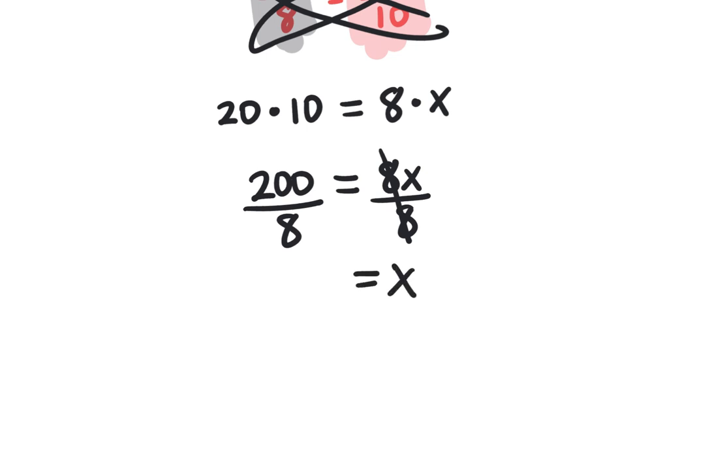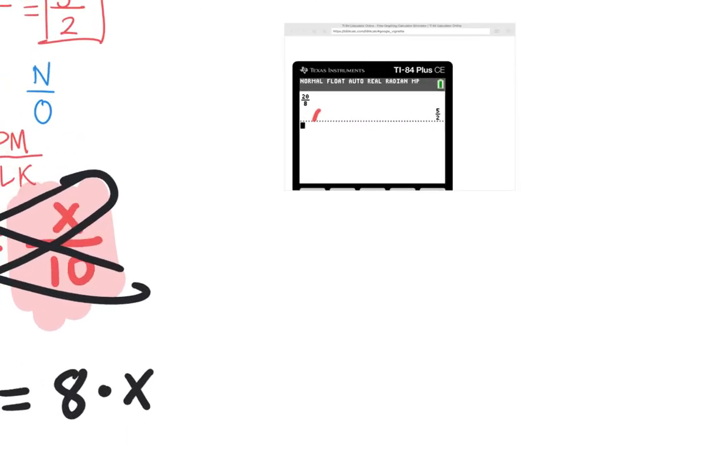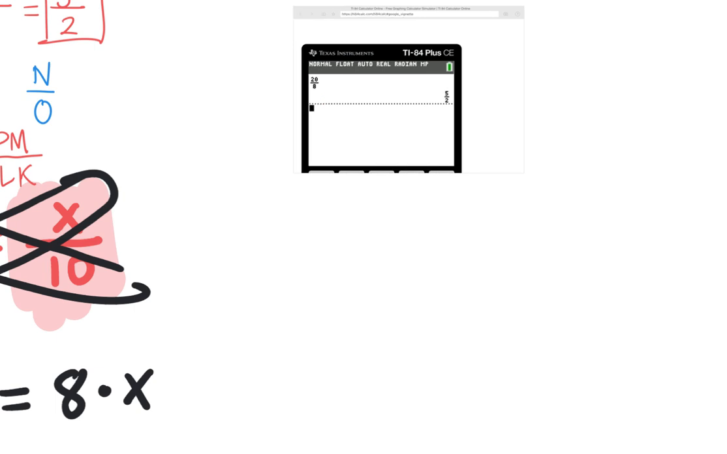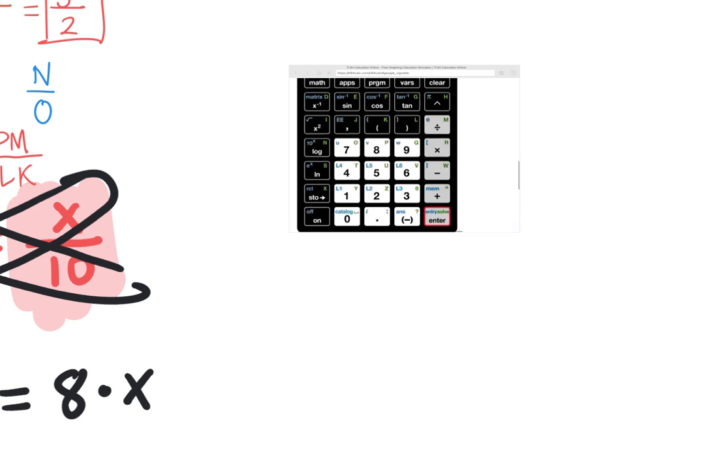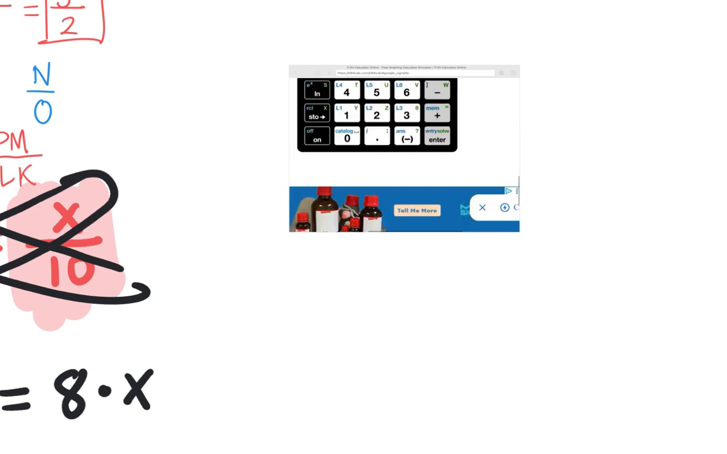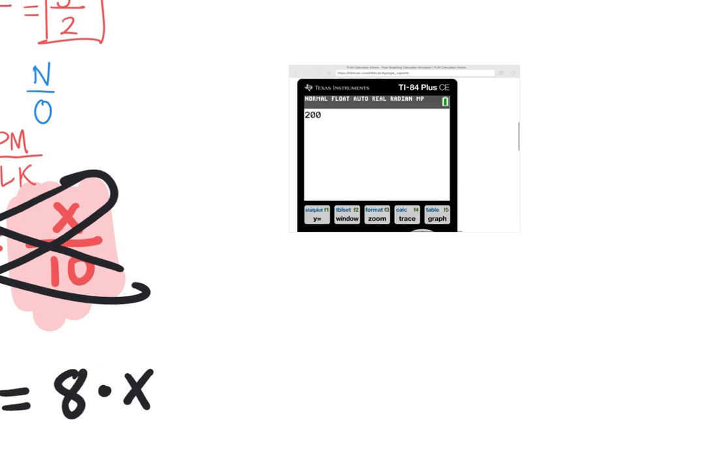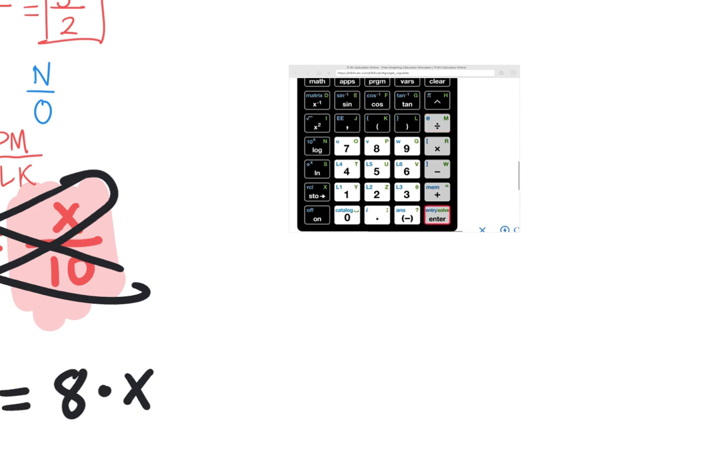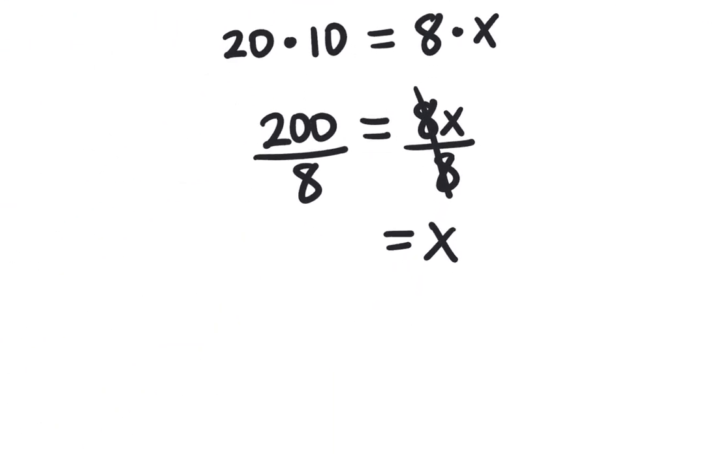So 200 divided by 8 is what I should be putting in my calculator. So let's pull it up and let's do that. 200 divided by 8. What did I get? 25. Let's write that right there. 25. So X equals 25.